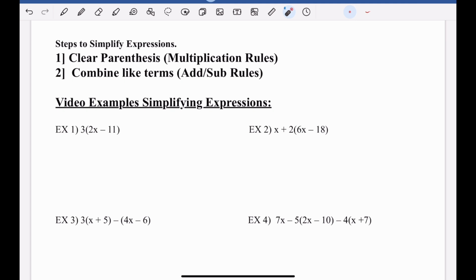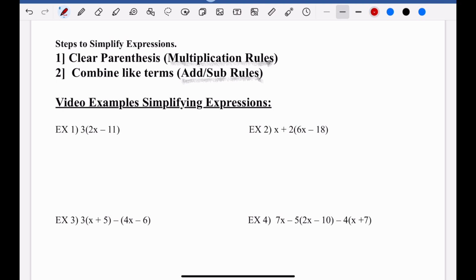And there are 2 steps that will simplify your expressions. The first step is to clear parentheses. Clearing parentheses is your multiplying rules. And then your second step is to combine like terms after you've cleared parentheses. If you have like terms, you can add or subtract the coefficients of those like terms.